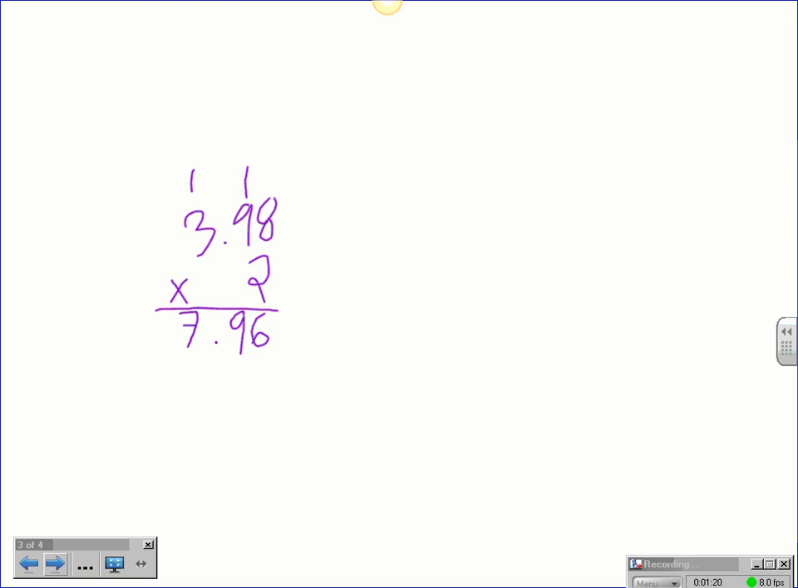Altogether, you have $7.96. Then you have to add the gel, which is $5.99, and that equals $13.95.